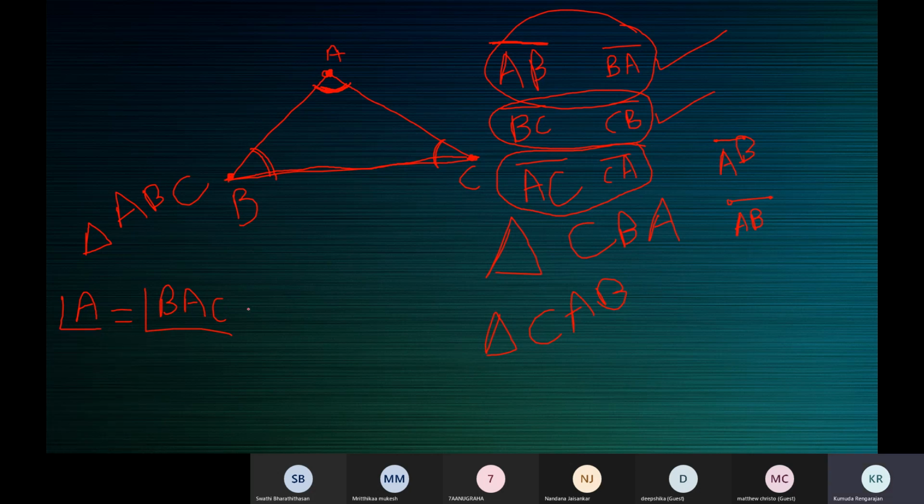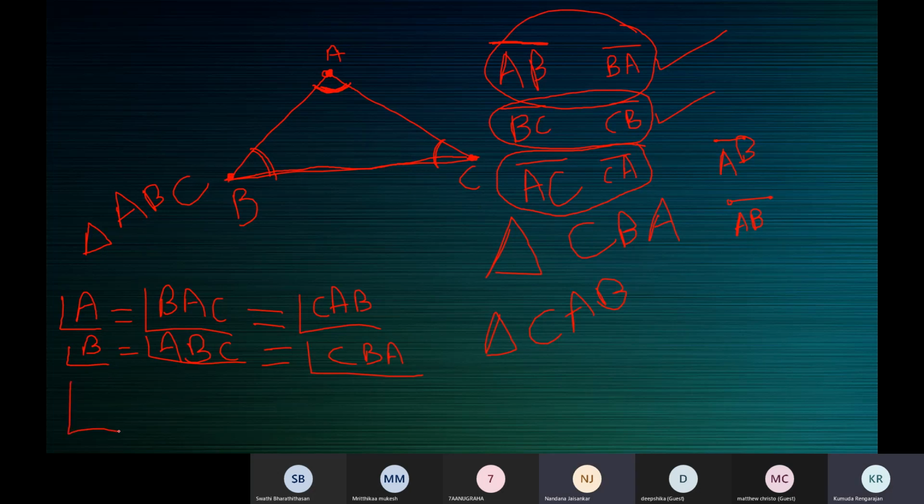So angle A can also be called angle BAC or angle CAB. Yes, others, tell me angle B. Angle B can also be called ABC and CBA, ma'am.